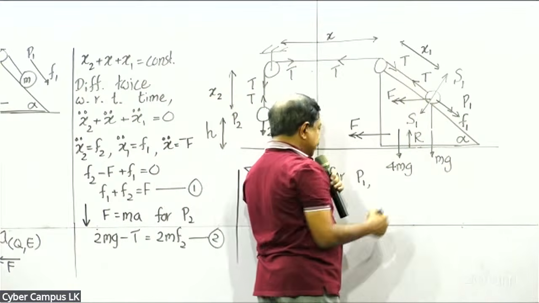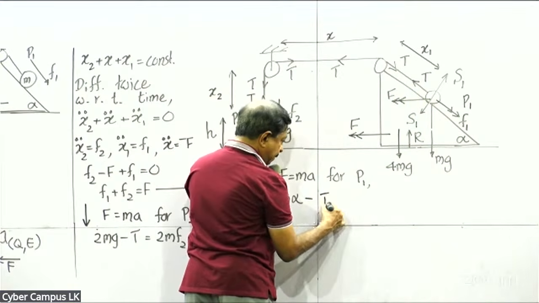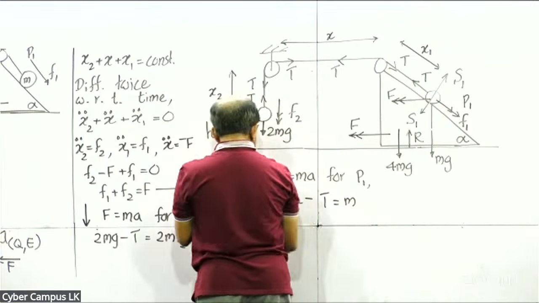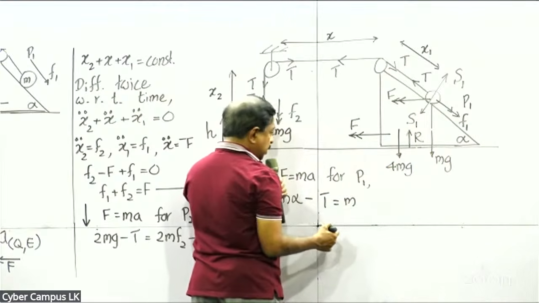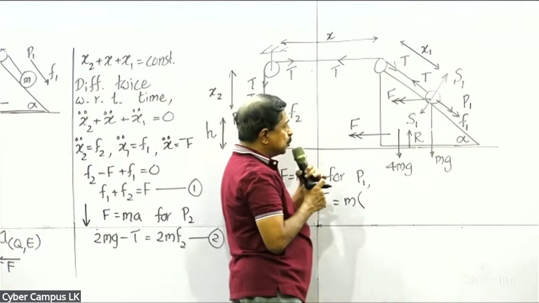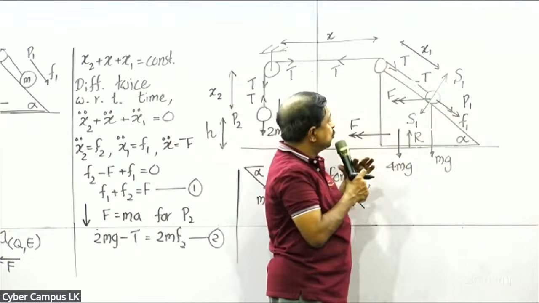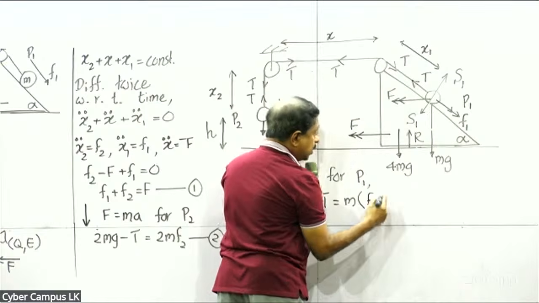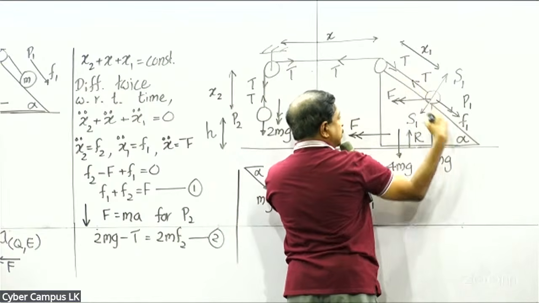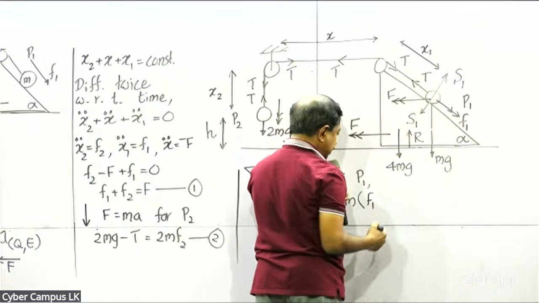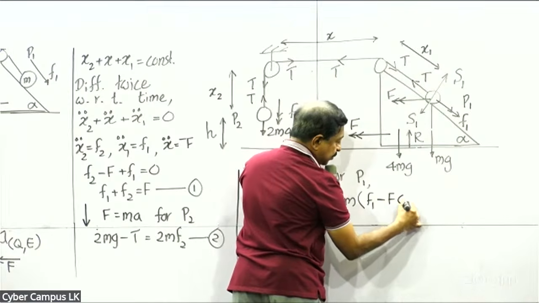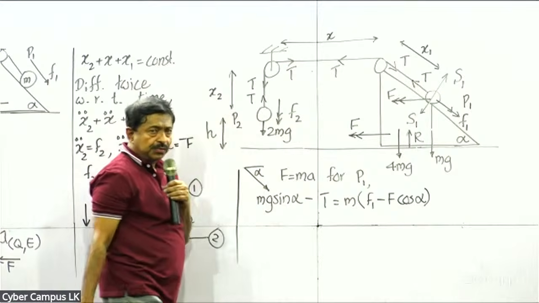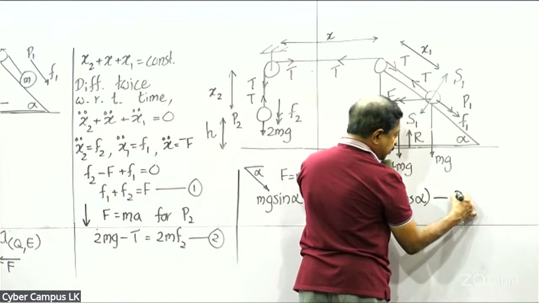T is in the opposite direction. Mass is m. Here the mass is 2m, here the mass is m, times the acceleration. Now there are two components. F1 is in the direction of application. This you have to resolve. This is alpha, so F1 cos alpha, minus, sorry, not F1, capital F cos alpha. So we don't have to solve them yet. We label this 3.